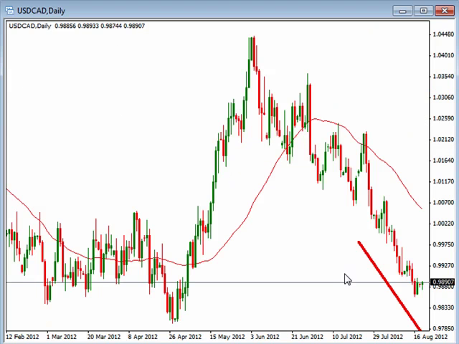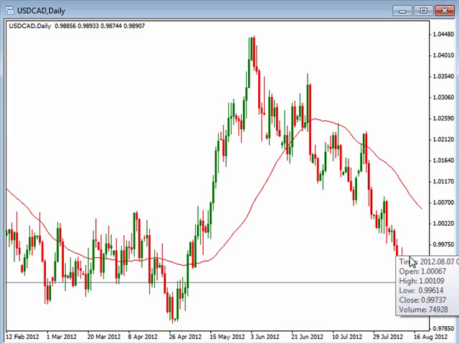And last but not least, we've got the US CAD, which is in an extremely strong downtrend. And so we need to see a little bit of pullbacks here, waiting for this thing to relax and get back in a more deliberate type of pattern for movements. So that's what's going on in the daily charts.